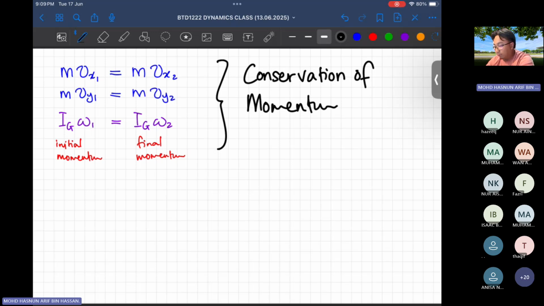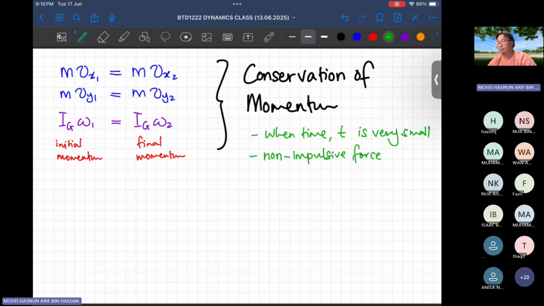Conservation of momentum happens, for example, when the time t is very small, okay? Also, when you have non-impulsive force, for example, the force at the pin connection, let's say point O, where you have rotation motion, the force at point O is non-impulsive. So this is the reason why we have the conservation of momentum.